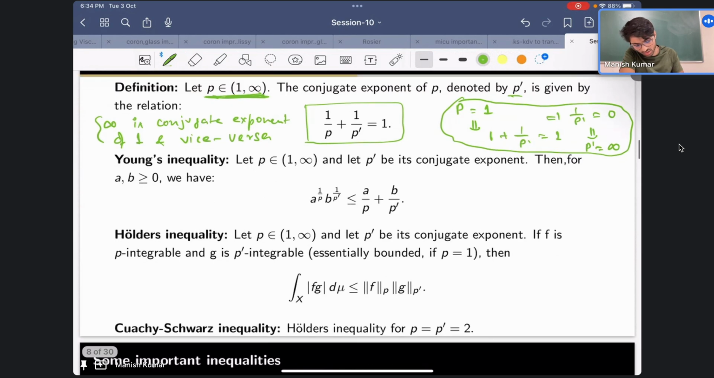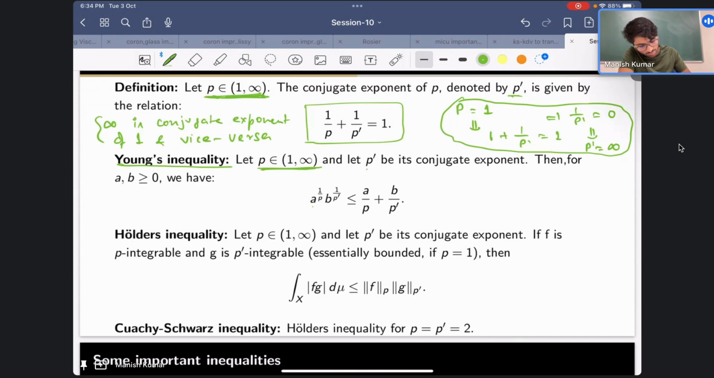Now let's see what Young's inequality is. It says that suppose p is lying between 1 and infinity, and p prime is the conjugate exponent. Then a to the power 1 by p times b to the power 1 by p prime is less than or equal to a by p plus b by p prime.